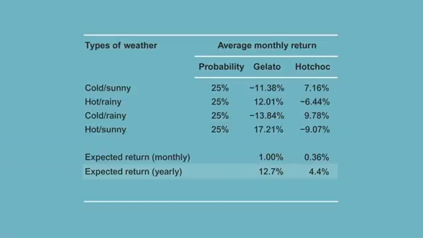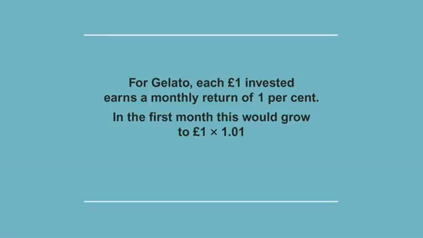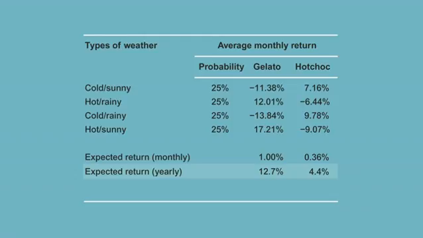Then the annual or yearly equivalent return is just the compound value of the monthly return. For Gelato, each £1 invested earns a monthly return of 1%. In the first month, this would grow to £1 times 1.01. In the second month to £1 times 1.01 times 1.01, and so on for 12 months. Using this method, the annual equivalent return for Gelato is 12.7%. The annual expected return is the usual way to express returns on shares.